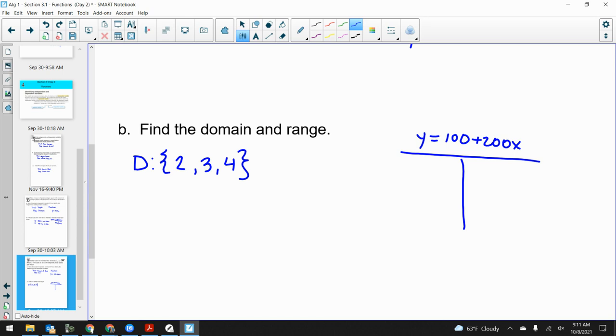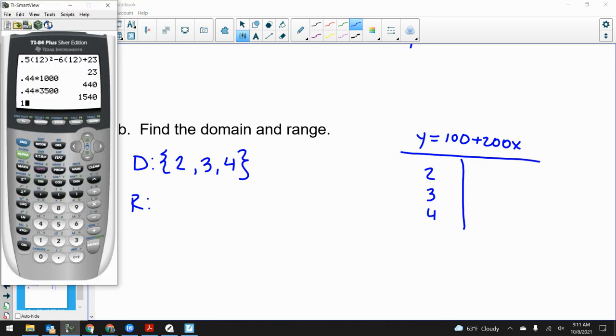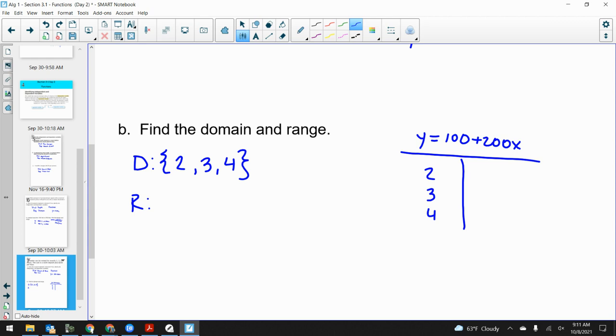So this is discrete. This is not continuous. I cannot rent it for every number in between 2 and 4. I can only rent it for 2, 3, or 4 hours. So let's see the cost at 2, 3, and 4 hours, because that's going to tell me my range. Okay, the cost at 2 hours. That's 100 plus 200 times 2. $500.